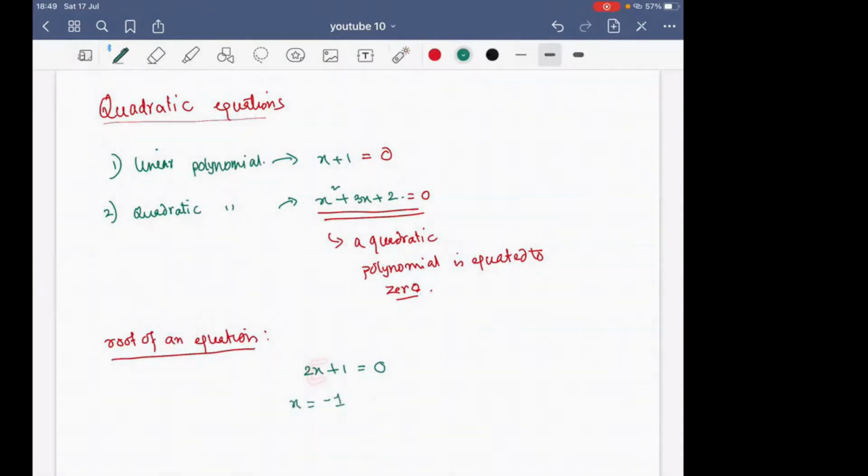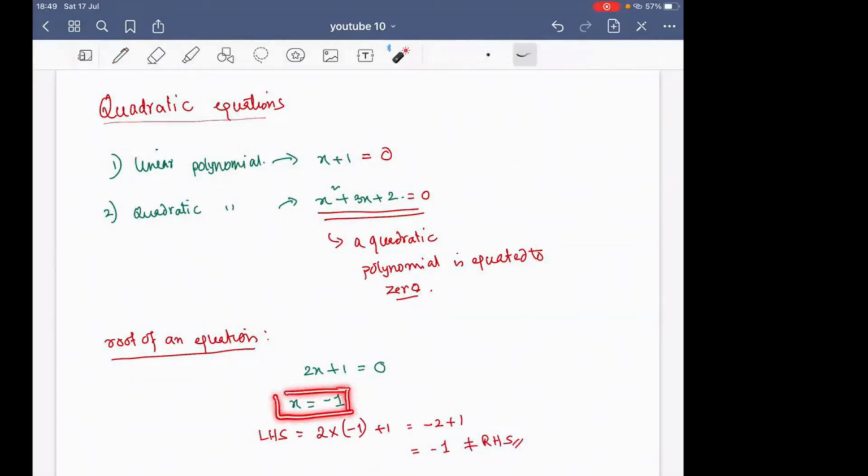Then what is the left hand side? What is the left hand side of the equation going to look like? 2 into, instead of x, we are going to put -1, plus 1. So we are going to get -2 plus 1. This is -1. This is not equal to the right hand side, right? So that means this x is equal to -1 does not satisfy this equation right here. But let's take another value. This is the first value, x is equal to -1.